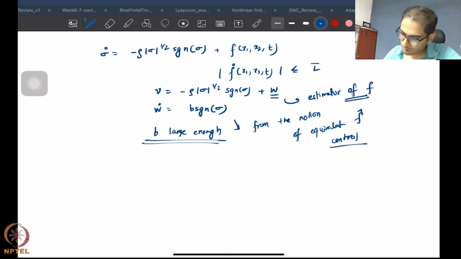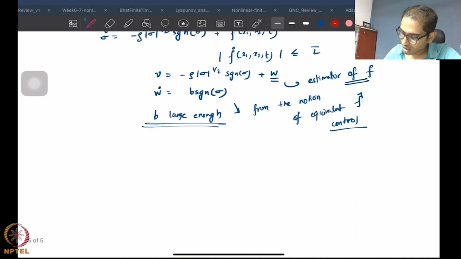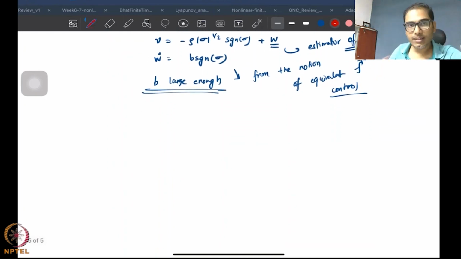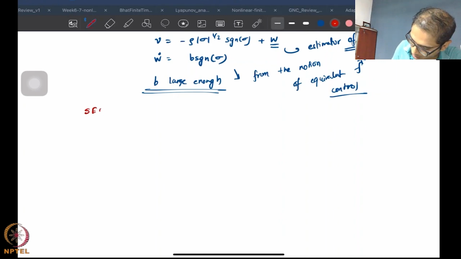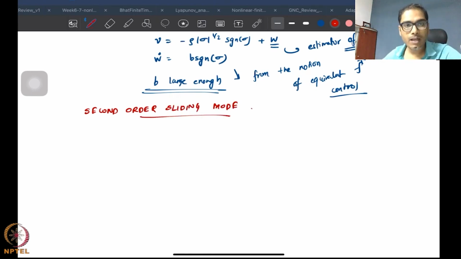The final notion that I want to introduce is the notion of second order sliding mode, or higher order sliding mode. You can always have higher and higher order sliding mode, but I'm simply going to introduce and motivate this using the notion of a second order sliding mode. All right, so what is the notion?